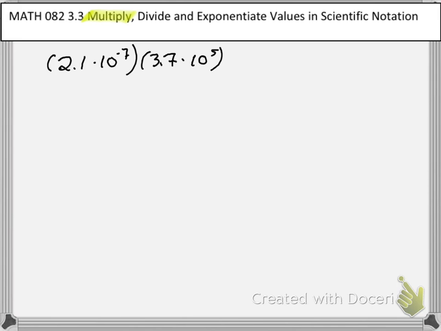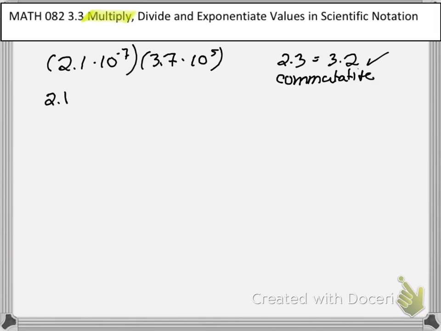So the first thing we need to remember is that multiplication is commutative. You might not know the term commutative, but you know already that 2 times 3 is 3 times 2. That is the commutative property of multiplication. So everything we see here is multiplication.